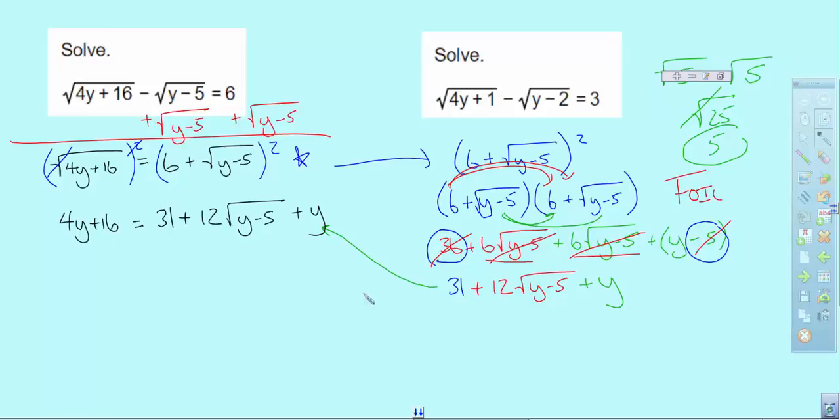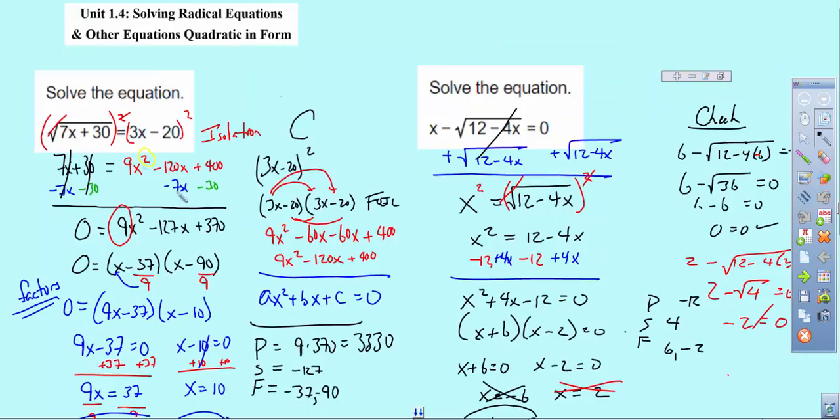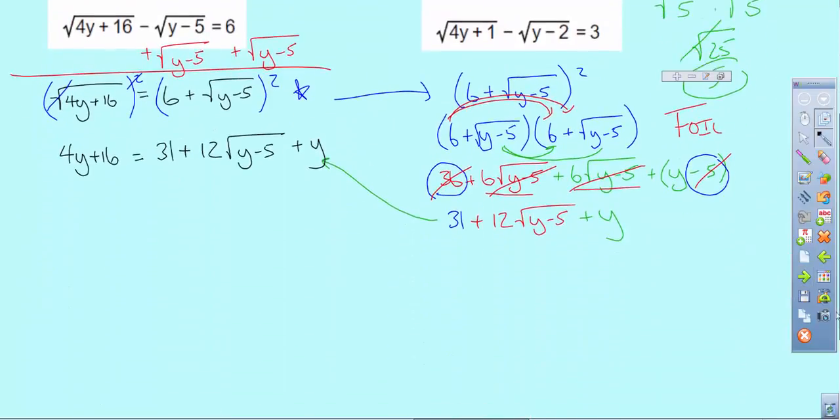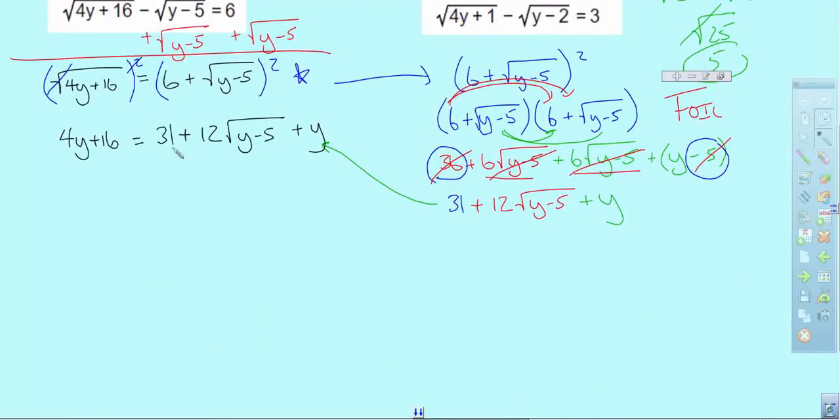We're in some ways back to this problem right here where we had a radical on one side and numbers on the other side, because we can get to that spot. So we're at this spot right now where I can actually move all of my things that aren't under a radical. So like 31's not under a radical, y is not underneath the radical, and technically 12 isn't either, but we'll get to that in just a minute. And I can go ahead and move those guys to the other side.